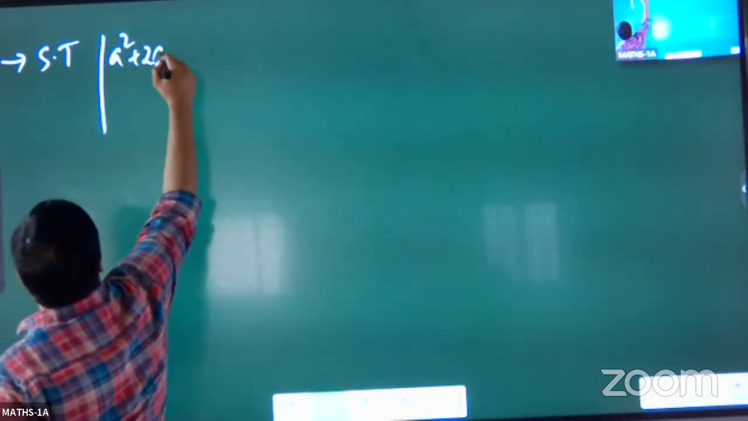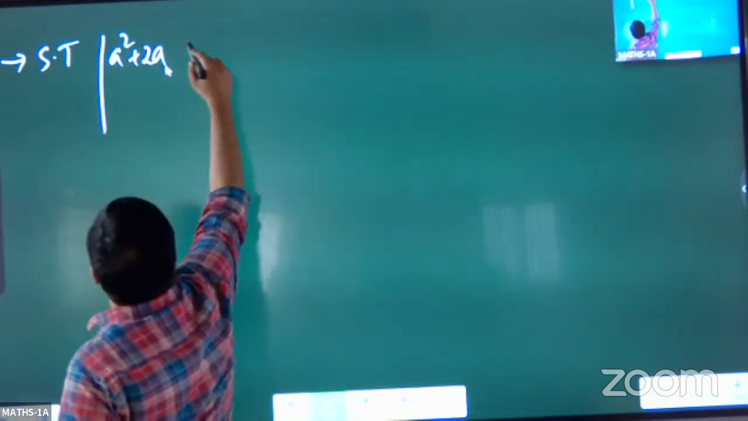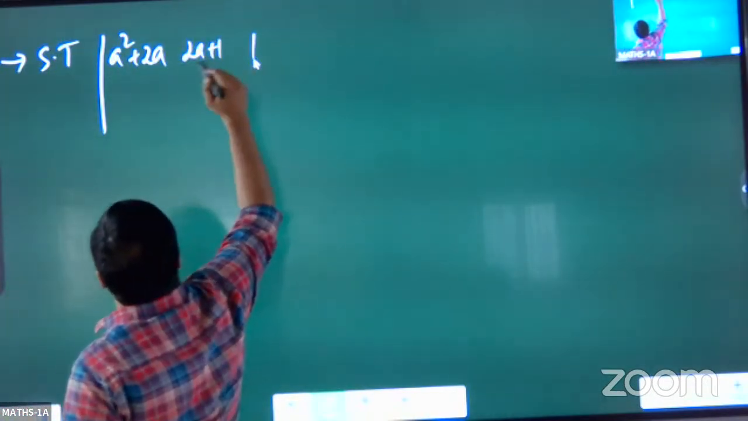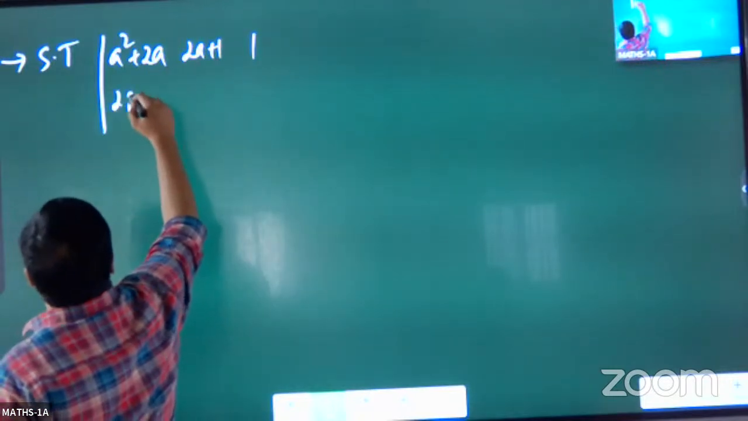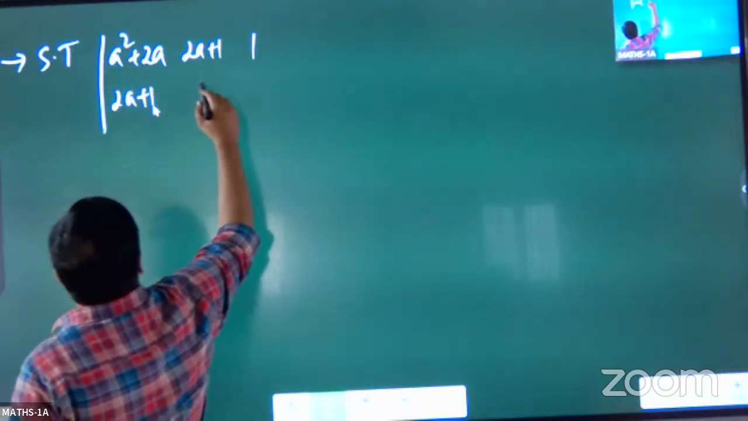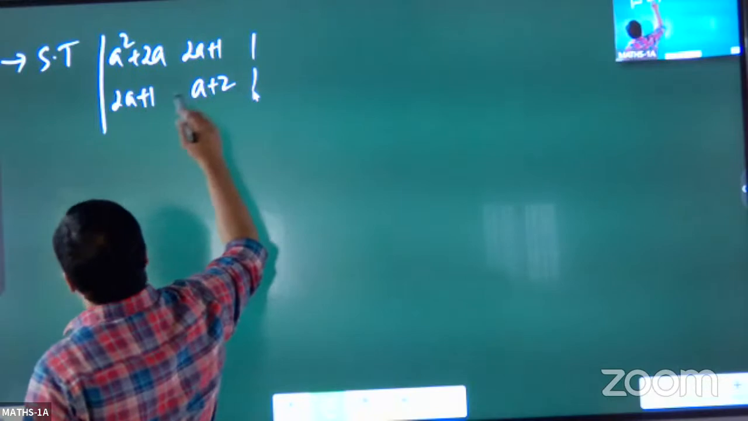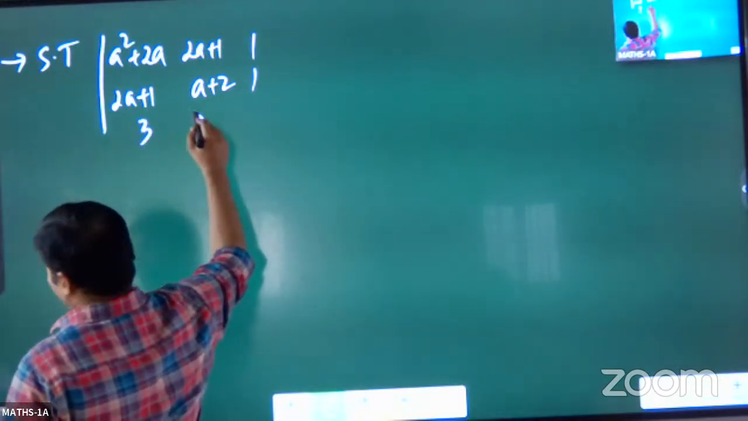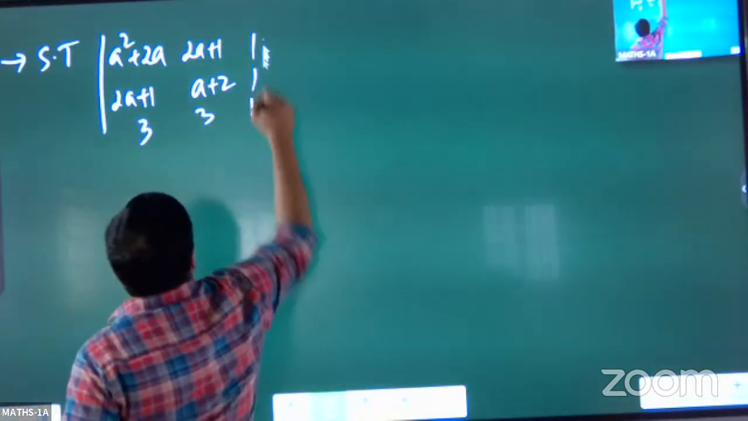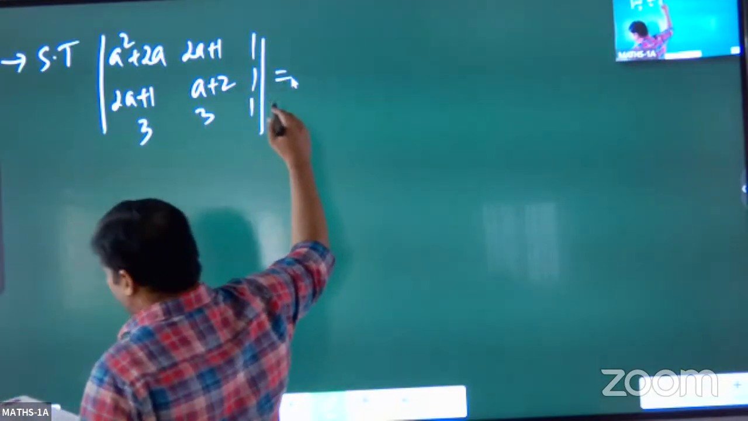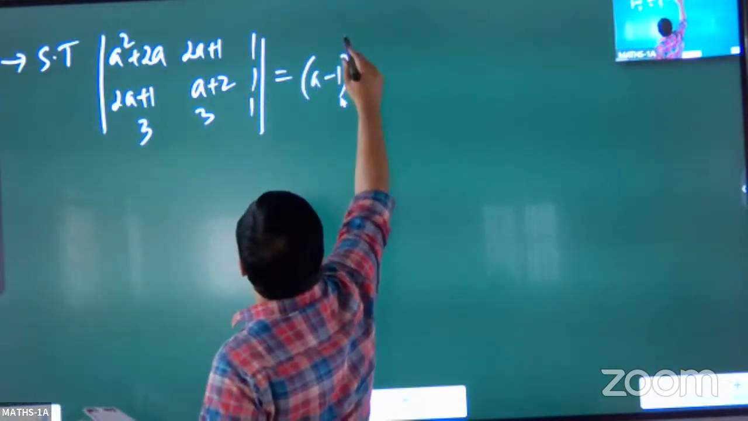A square plus 2A, 2A plus 1 and 1. Next, 2A plus 1, A plus 2, 1. 3, 3 and 1. What we have to show is A minus 1 whole cube.